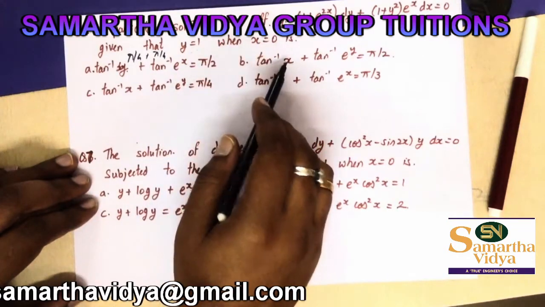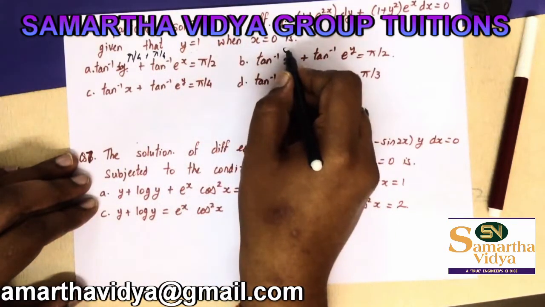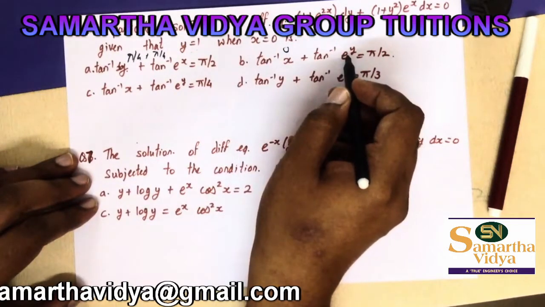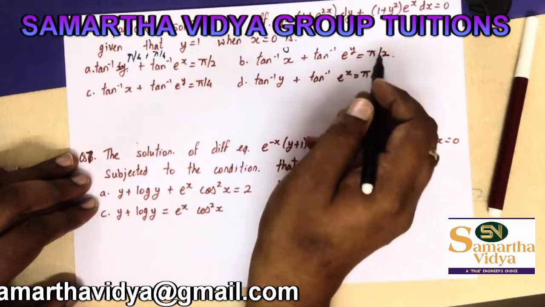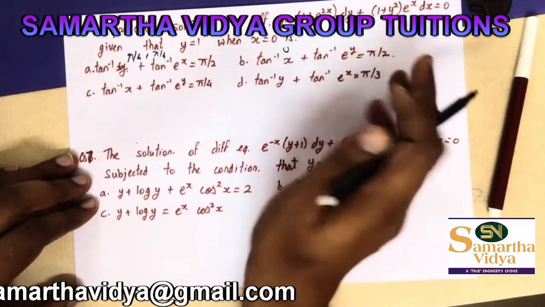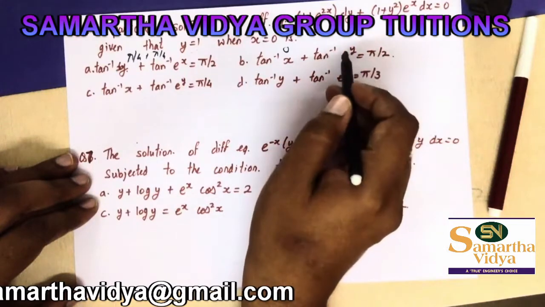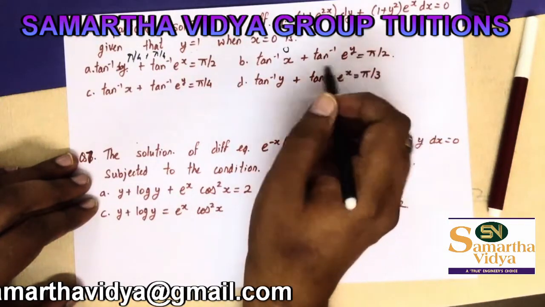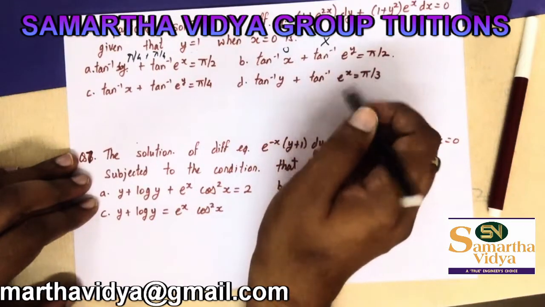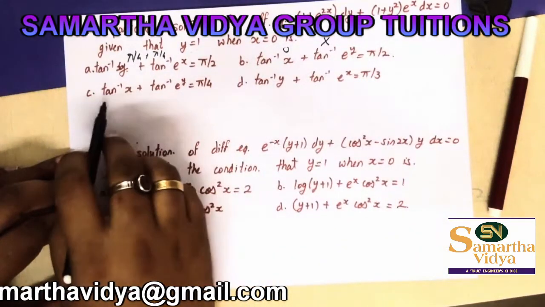If I substitute x as 0 over here, this becomes 0. Y as 1, this becomes tan inverse of e. But that is not equal to pi by 2, because if I take tan inverse on the other side, tan of pi by 2 I know is infinite, but on this side we are getting the value e. So this is not applicable, because I'm getting tan inverse e is pi by 2, which is not true.